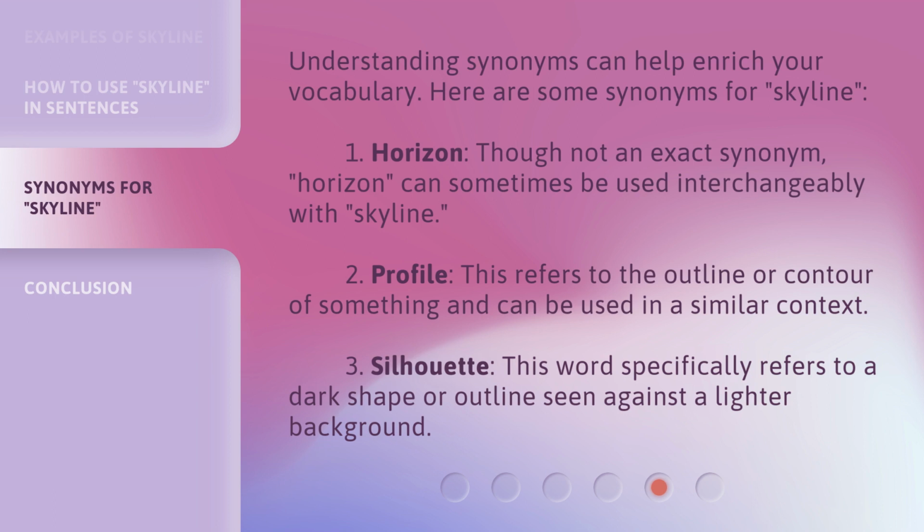2. Profile. This refers to the outline or contour of something and can be used in a similar context. 3. Silhouette. This word specifically refers to a dark shape or outline seen against a lighter background.